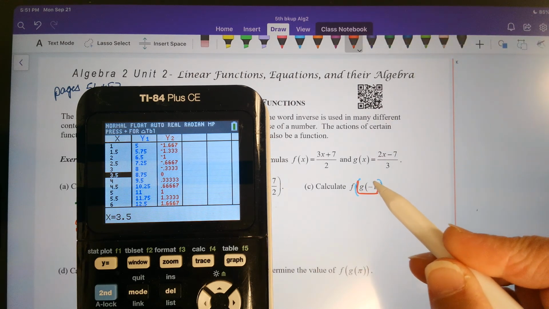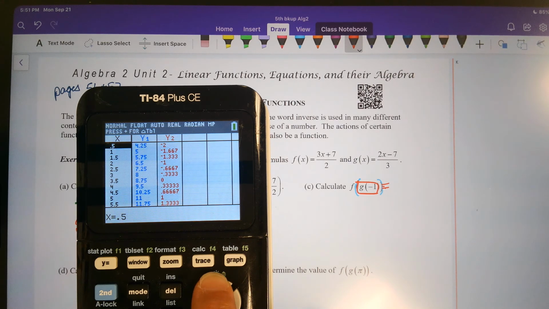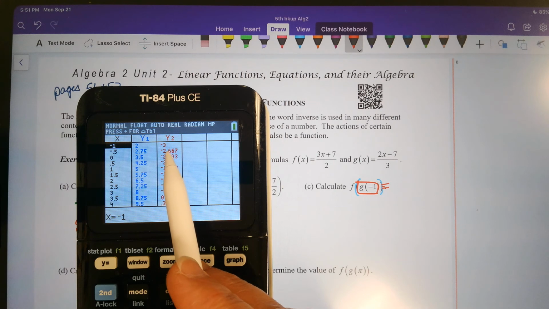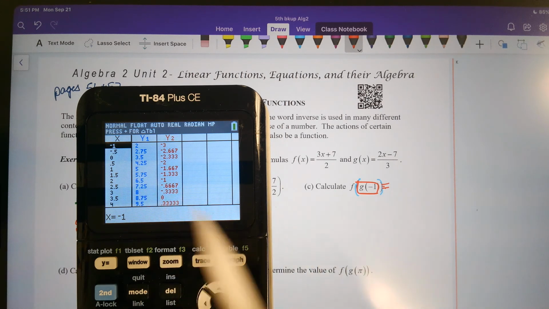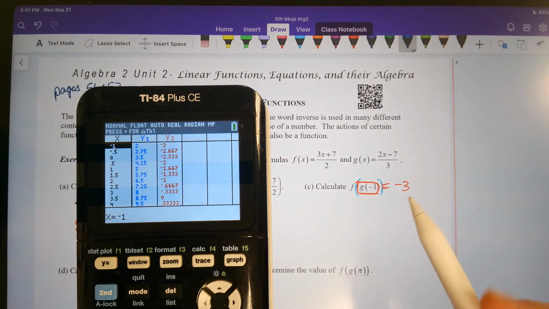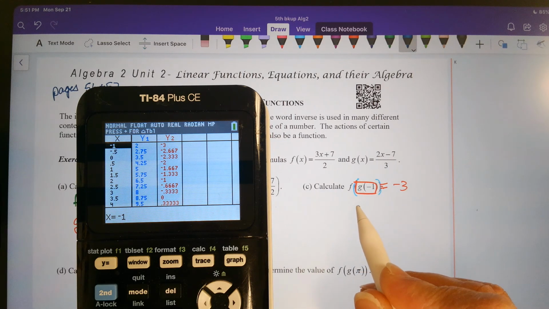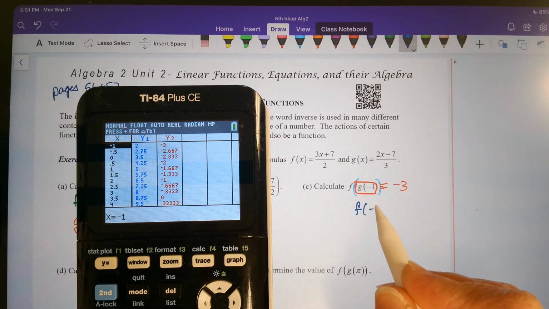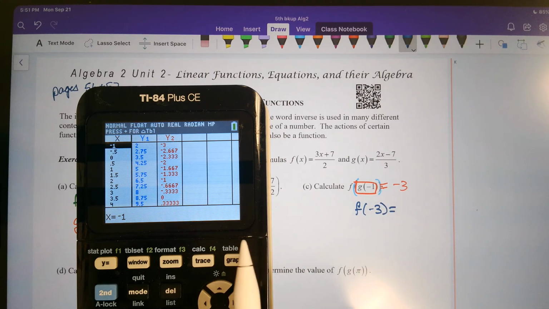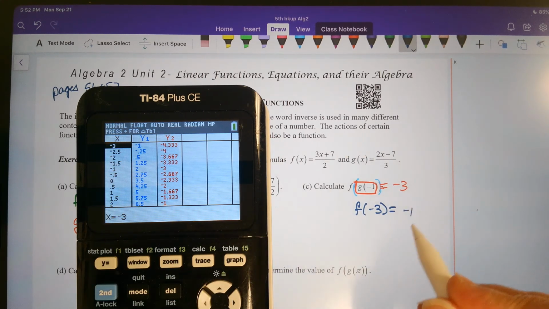Well, what is g of -1 equal to? Looking at my calculator, g of -1 is -3. This is the g of x function, equals -3. And now we do f of that result. So g of -1 in our parentheses there is -3. So bring down the f. So now we want f of -3, which is -1.